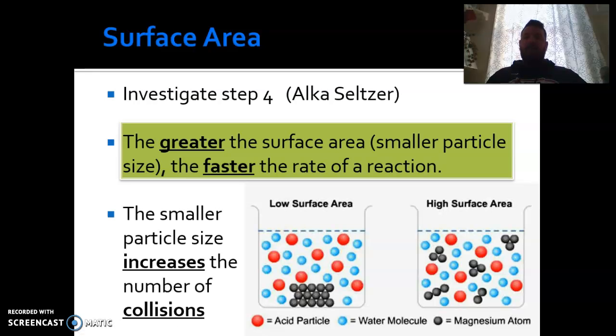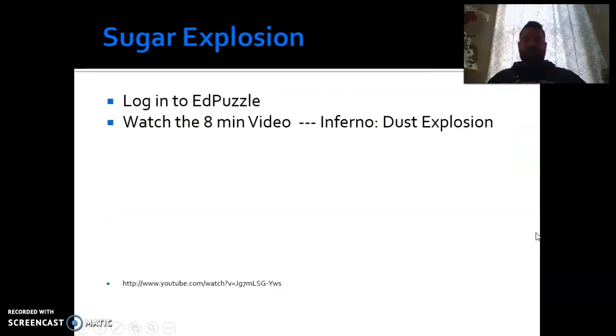So the smaller particle size increases the number of collisions. And you can see that because these ones are just stationary, stuck here. Our acid, the red particles, can only come in contact with the outside, while smaller pieces have access to interact with the acid all over the beaker. Alrighty.